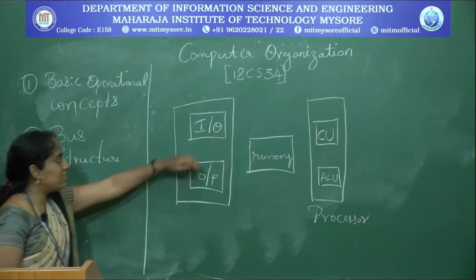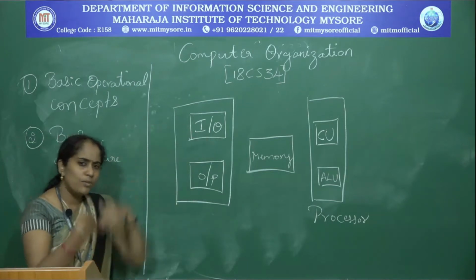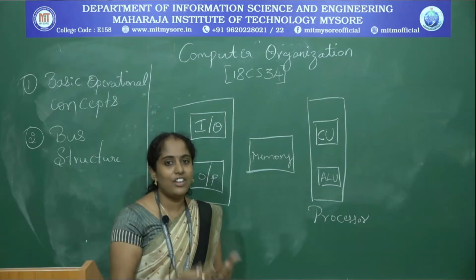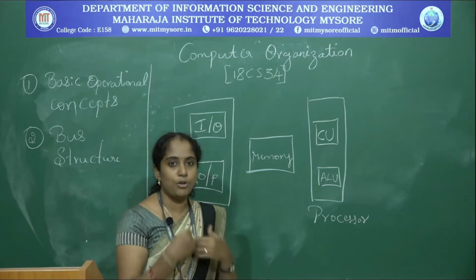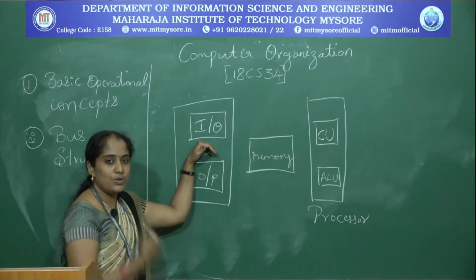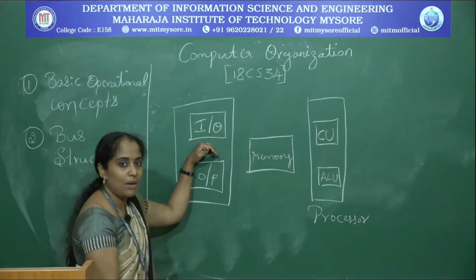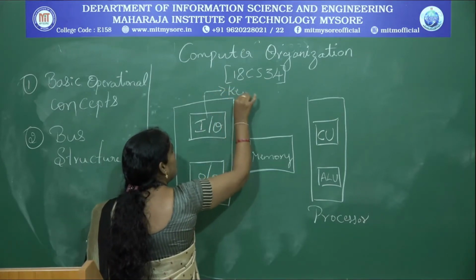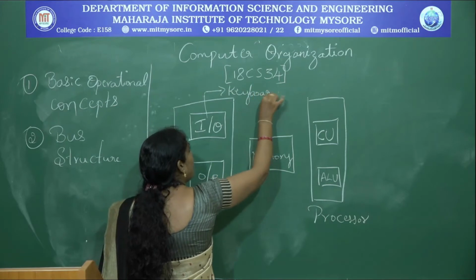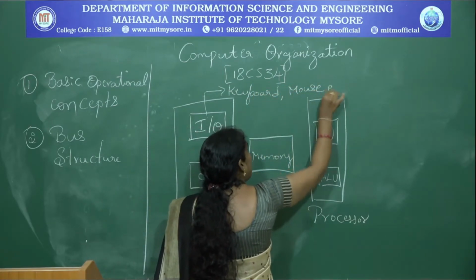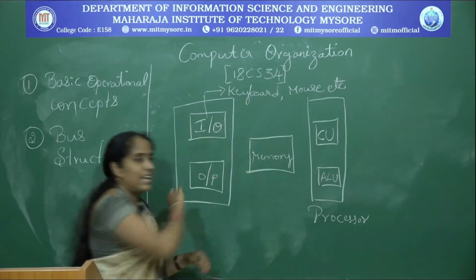First is the input unit. What do you mean by input unit? Here the user can give information or any input to the computer. By using this input unit, the user can give input to the computer. For example, it can be a keyboard or mouse, etc.